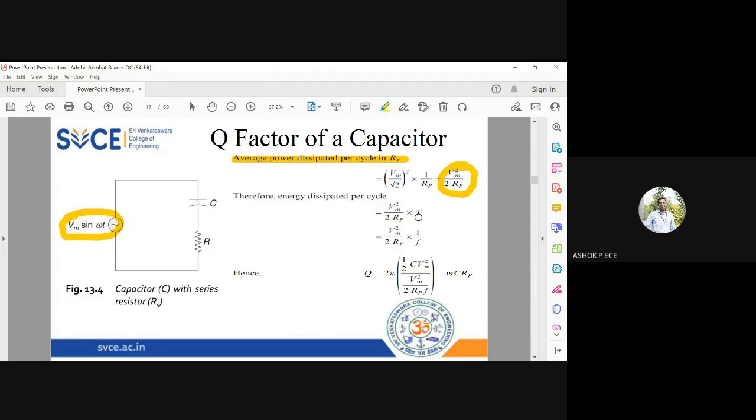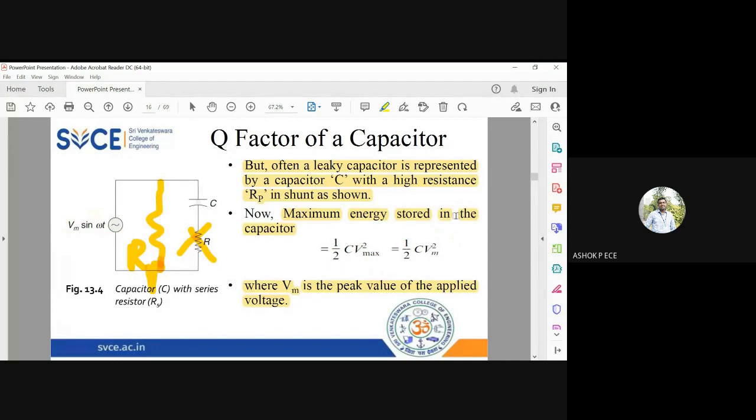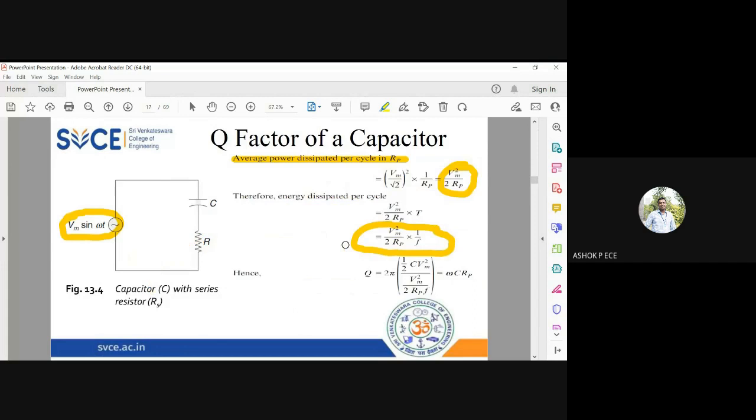And by converting this power into energy, I'm going to multiply by time, and I'm replacing time by 1 by frequency. So now substitute, we have the expression for energy dissipated per cycle. We have the expression for maximum energy stored in the capacitor. So substitute everything, and now divide in the Q formula. Q is equal to 2 pi into maximum energy stored in the capacitor, so it is half C VM square, divided by energy dissipated per cycle, so it is VM square by 2 RP into F.